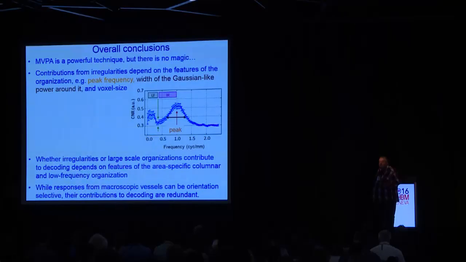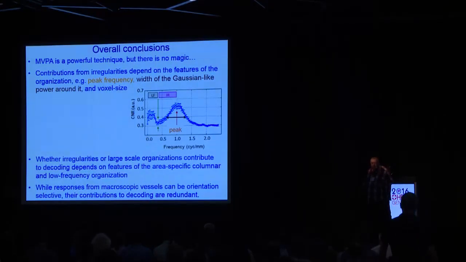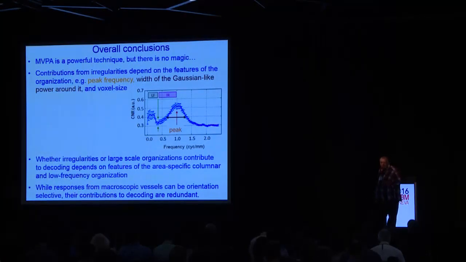MVPA is a powerful technique, but there is no magic. With 3 millimeter voxels, you get what you can get with 3 millimeter voxels. Contributions from irregularities depend on the features of the organization, such as the peak frequency, the width of the power around the main frequency, and the voxel size. Whether irregularities or large-scale organizations contribute to decoding depends on features of the area-specific columnar and low-frequency organization. While responses from macroscopic vessels can be orientation selective, their contributions to decoding are redundant.